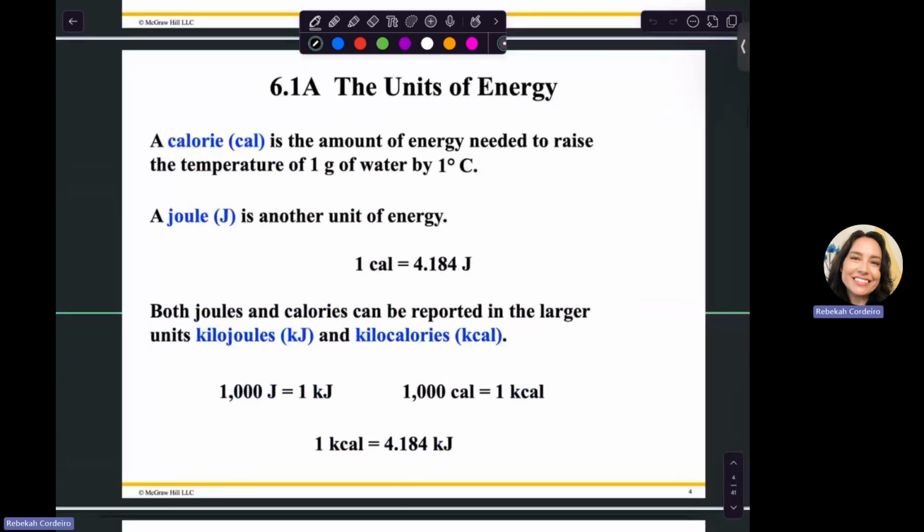The units of energy, we're going to be using calories and joules. A calorie, lowercase c-a-l, is the amount of energy needed to raise the temperature of 1 gram of water by 1 degree Celsius. A joule is another unit of energy. Here's a conversion between them. You may see this in a homework. You don't have to memorize these conversions, but if you are given a conversion, you can use it using dimensional analysis if you want.